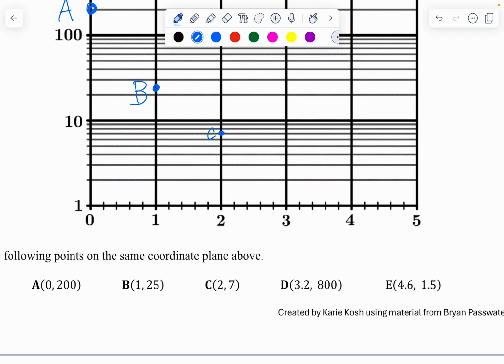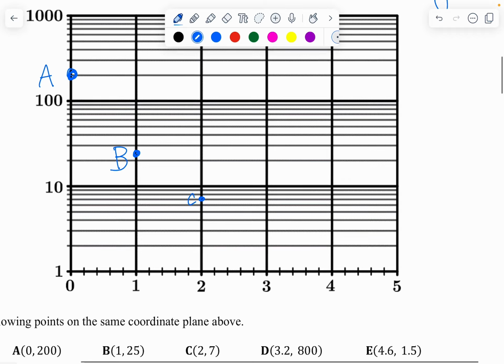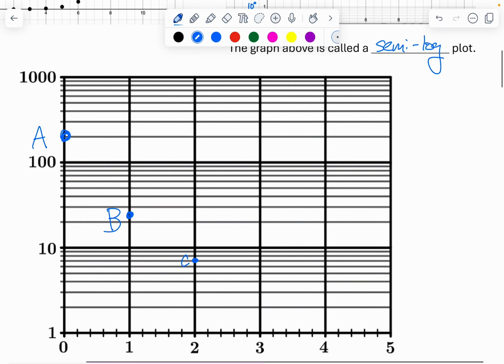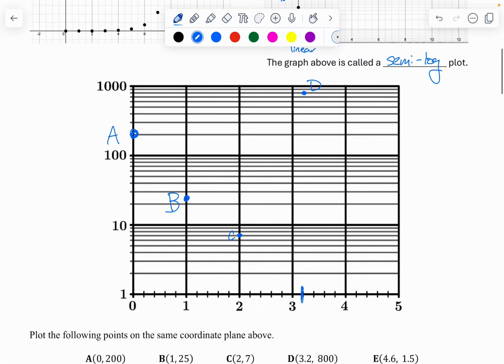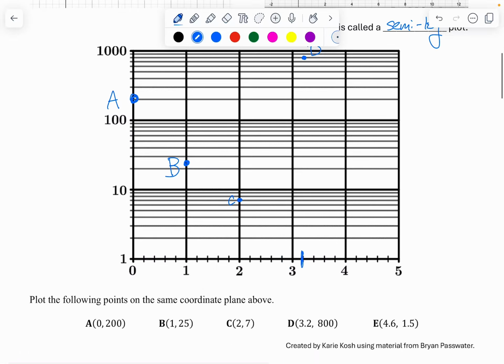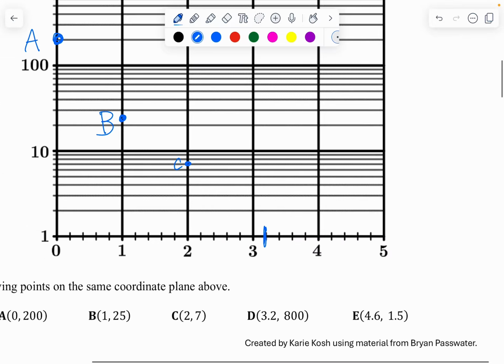Okay, let's see, the next one is (3.2, 80), no, that's not 80, that's 800. 3.2 would be somewhere about here. 800 is going to be just a little bit shy of 1,000. This is 1,000, this is 900, so here is 800. So it would be something about here. Let's see how well I did. Was that point D? Yeah, that looks like it's about 3.2. Okay, and then I have (4.6, 1.5). Well, this is 1, and this is 2. So (4.6, 1.5) would be right about here, and here's point E.